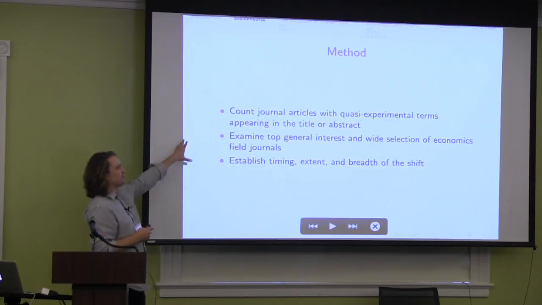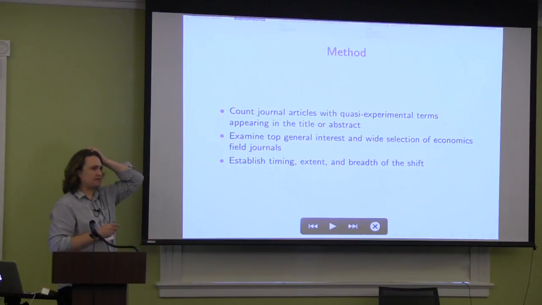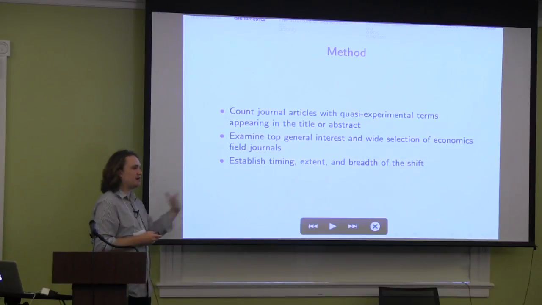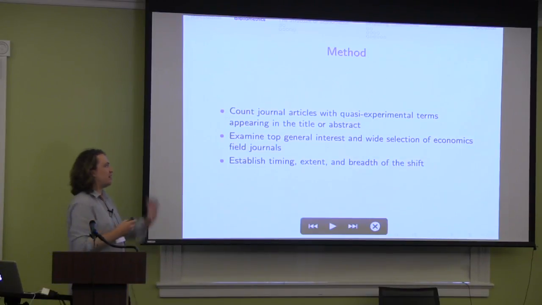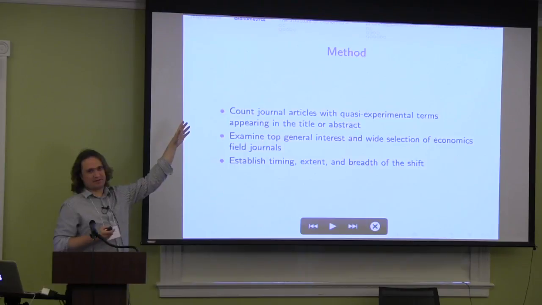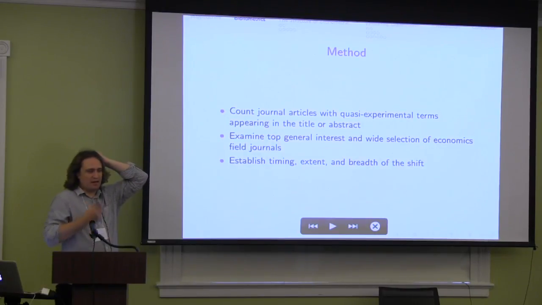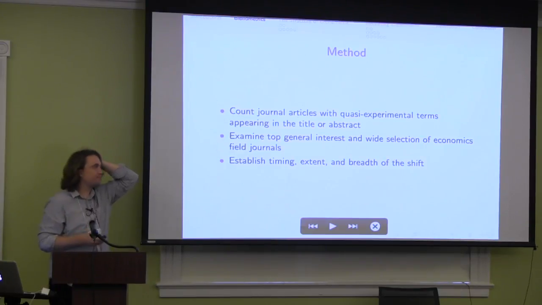And we're going to look at both top general interest journals in economics and a wide selection of economics field journals. The idea is just to get some sense of the timing, extent, and breadth of the shift. Obviously, we're going to be undercounting a lot by only looking at titles and abstracts, but the intention here is just to get a sense of what the trends look like.